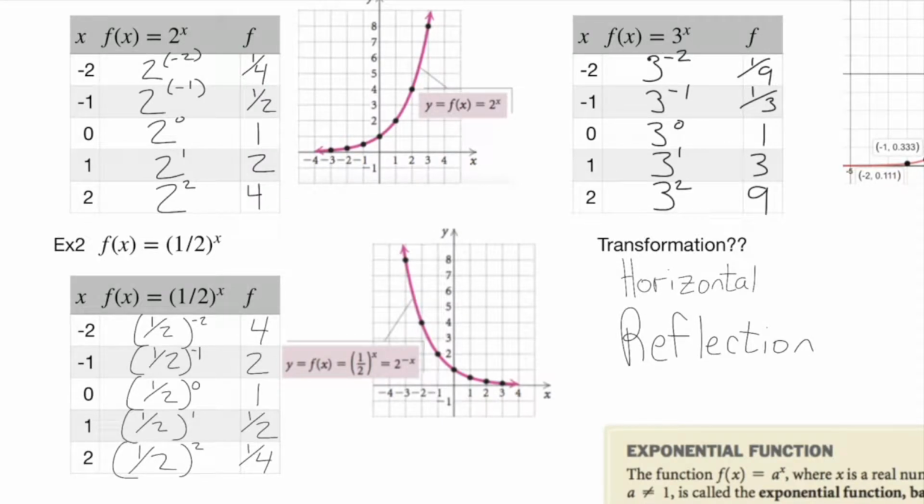And how do these compare? How does this compare to this? Well, it's a horizontal reflection. You can see all the points started over here and they get reflected over. All these points started over here on the left and they got reflected over to create this graph. It's a horizontal reflection.